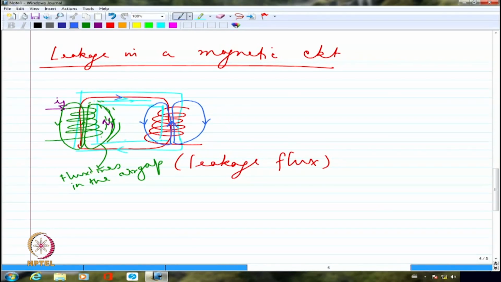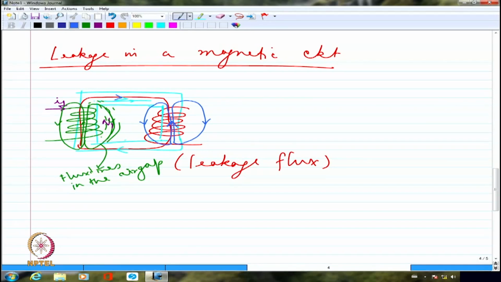Is that clear? So every time there is an intervening air gap anywhere, we are going to have a huge amount of leakage. We will have definitely fringing. All these things have to be taken into consideration if I want an accurate calculation of the magnetic circuit parameters. Right? So much for the case of magnetic circuits with ferromagnetic core and air gap.